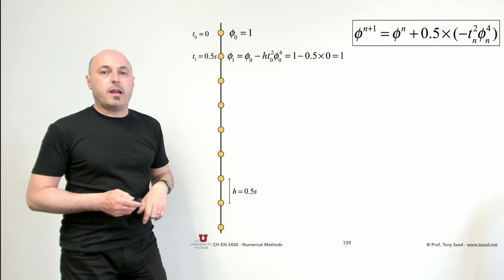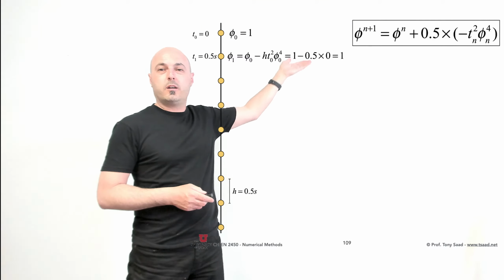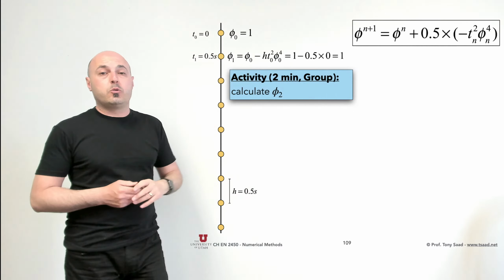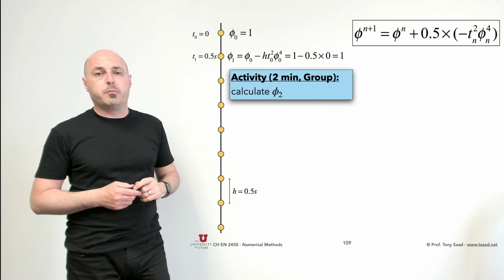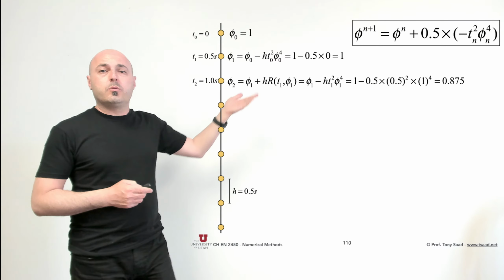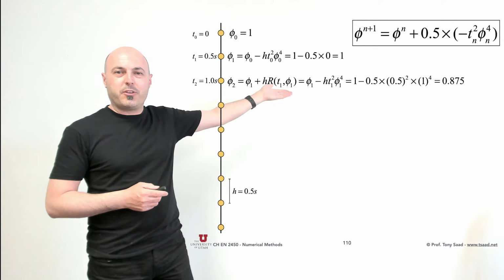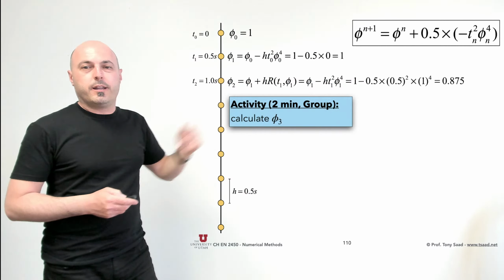If you've done this correctly, phi 1 is phi 0 minus h t0 squared phi 0 to the fourth. You plug in the numbers, you get phi 1 equal to 1. Go ahead and do phi 2. Pause the video, take a moment, do the calculation, come up with a number. In this case, phi 2 is again phi 1 plus delta t times the right-hand side at 1, everything at 1. You plug in the values, you get 0.875, and so on and so forth.